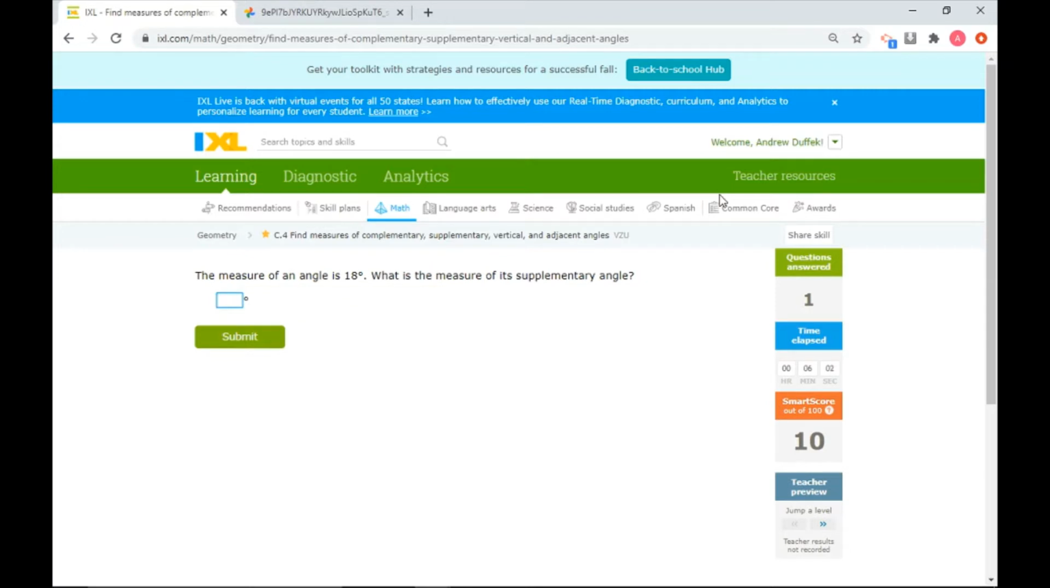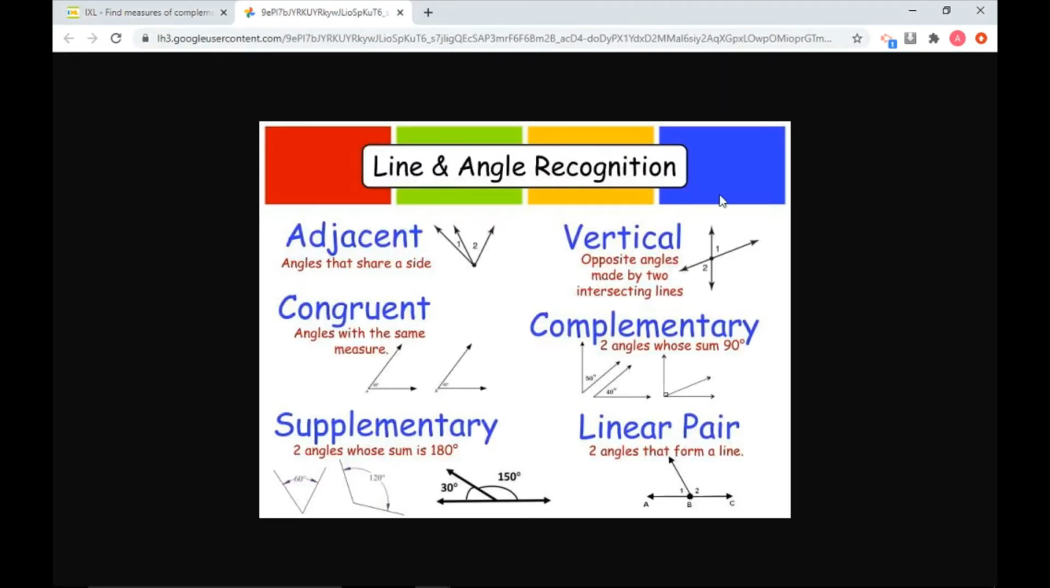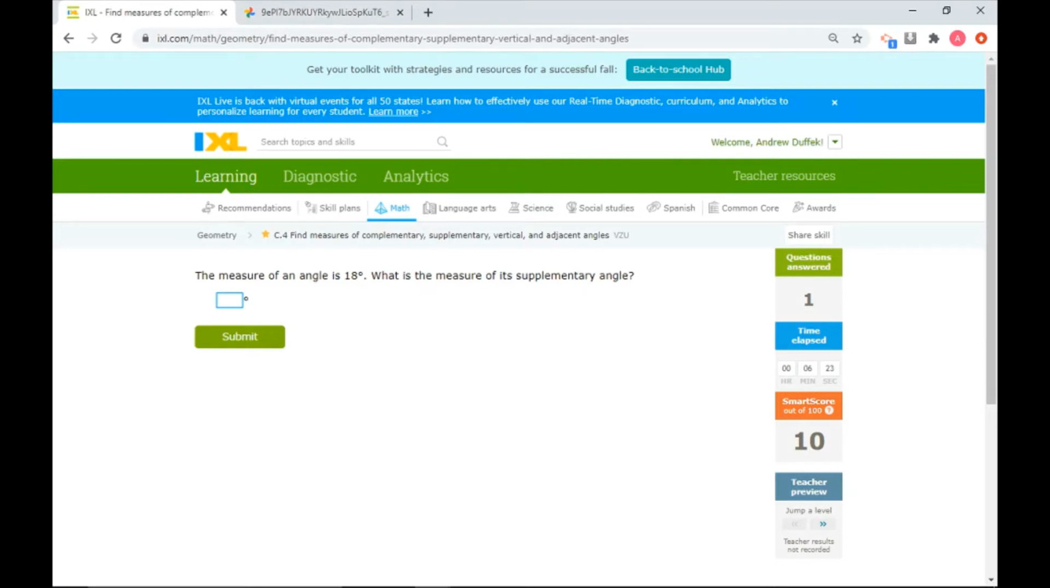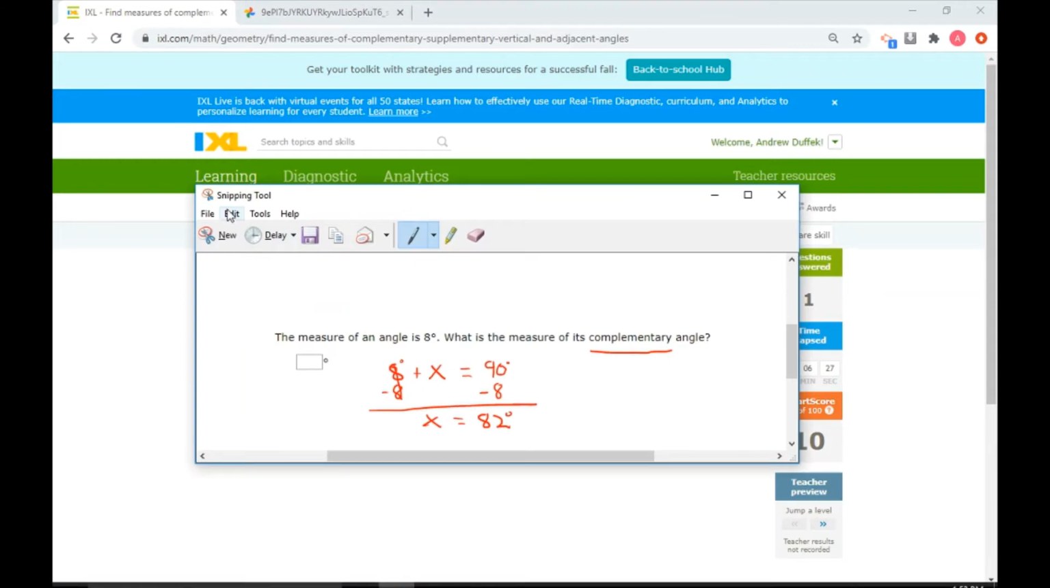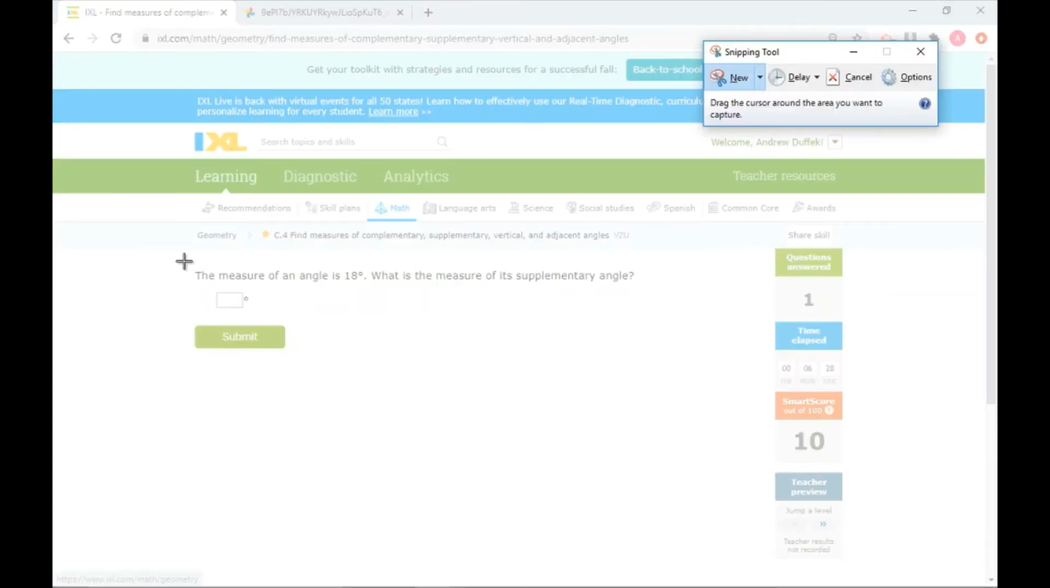Next, similar question, but now we're going to be doing supplementary angles. The measure of an angle is 18 degrees. What is the measure of its supplementary angle? Again, going back to our little diagram here, supplementary is just two angles that add up to 180 degrees. Okay, so we'll go back to the snipping tool. We will steal this problem.